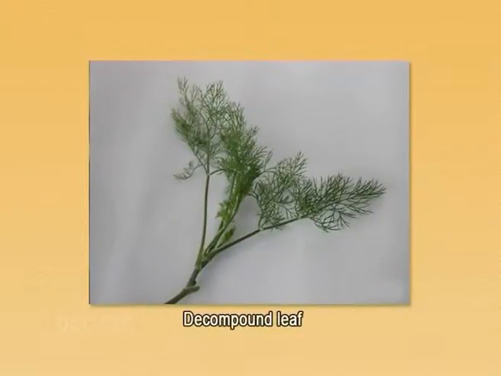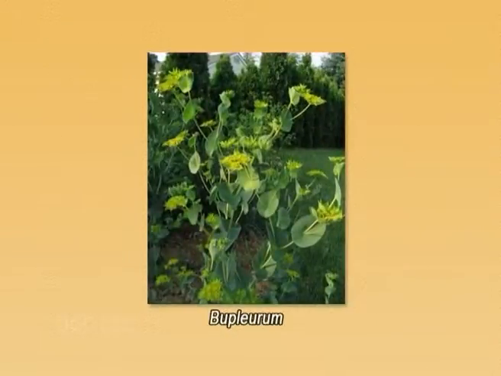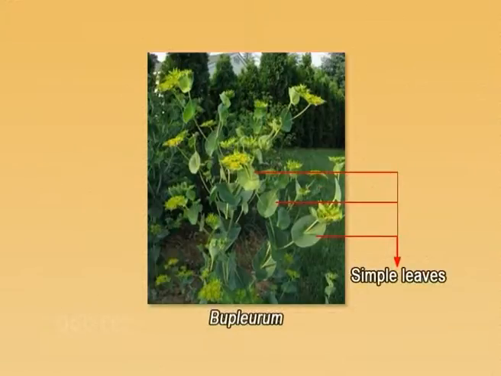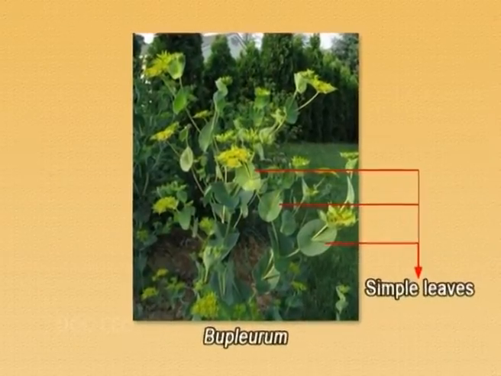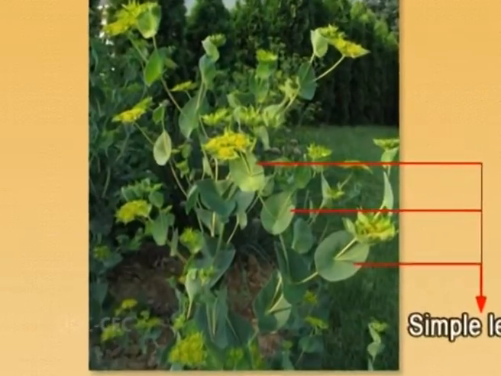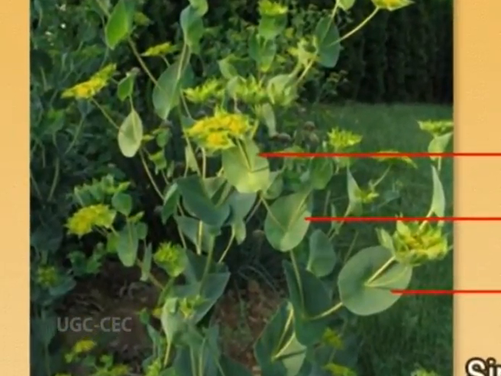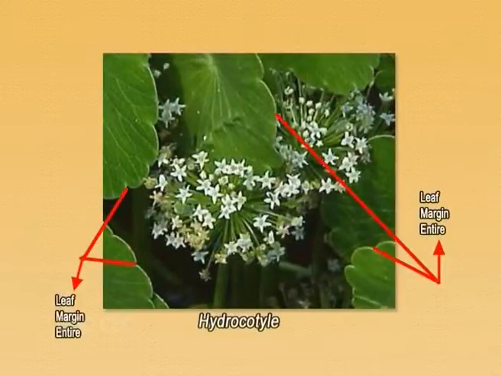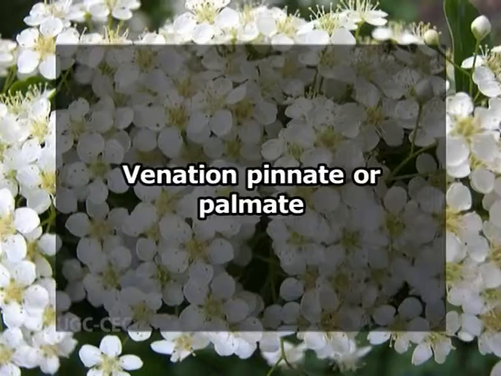But there are some rare cases where the leaves in Apiaceae are simple. The common example is Bupleurum. In such cases, when the leaves are simple, they are deeply dissected or there are lobes. The leaf margins are very rarely entire, that means smooth margins. The example is Hydrocotyle. The leaf venation in Apiaceae can be either pinnate or palmate.